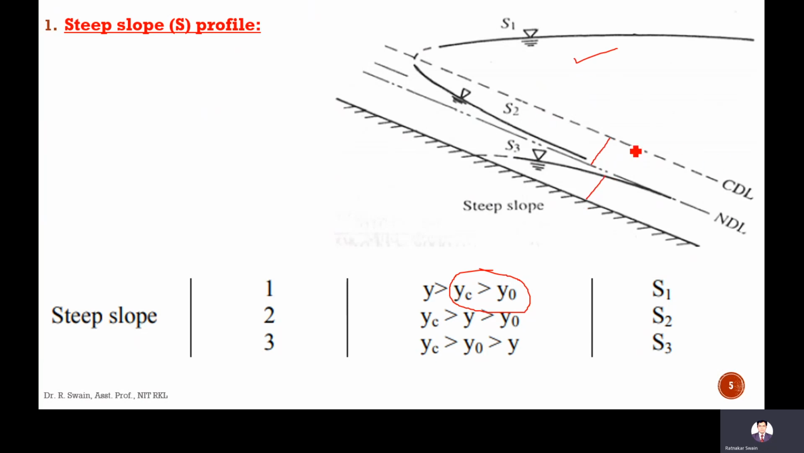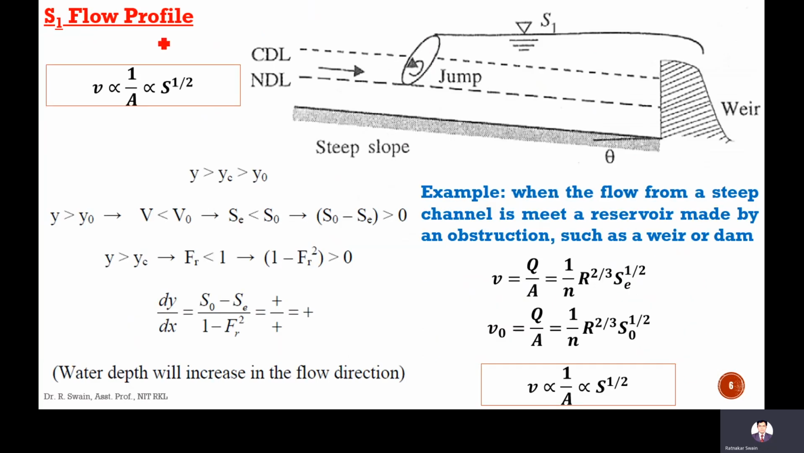This is the critical depth line and this is the normal depth line. Y can be above the CDL, in between the CDL and the NDL, or below the NDL. When it is above the CDL, it is called the S1 flow profile curve. When it is in between, it is called S2. When it is below the NDL, it is called the S3 flow profile curve. The first one is the S1 flow profile.